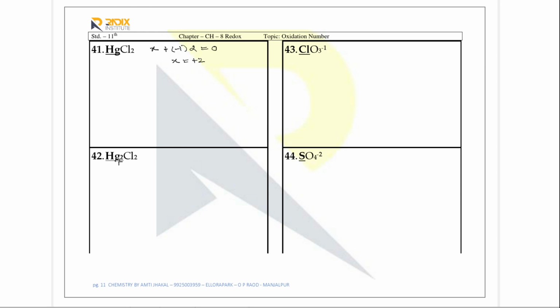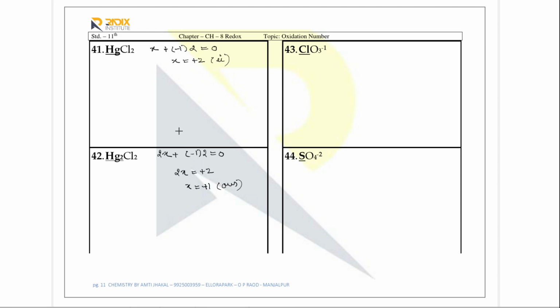There are two Hg, so 2X plus chlorine oxidation number, minus 1 into 2, is equal to 0. So 2X is equal to plus 2, so X is equal to plus 1. Lower oxidation state is called -ous and higher oxidation state is called -ic. This is mercuric chloride and this is mercurous chloride.